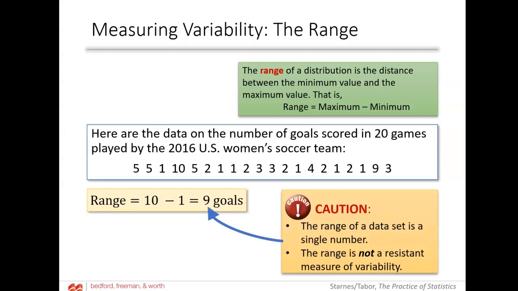And there's that caution word. The range is a single number. The range is not a resistant measure of variability. So what that means is if you were to have outliers, that would affect your range, which is a measure of variability for us today. If you got rid of the outliers, it obviously changes the measure.